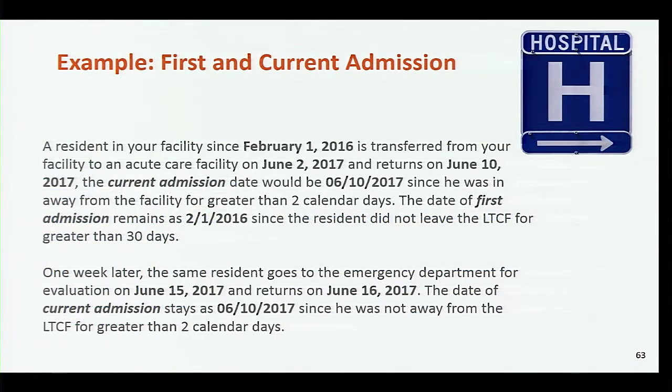Let's do an example. A resident in your facility since February the 1st, 2016, is transferred from your facility to an acute care facility on June 2nd, 2017, and returns on June 10th, 2017. The current admission date would be June 10th, 2017, since he was away from your facility for greater than 2 calendar days. The date of first admission does remain the same as February 1st, 2016, since that resident did not leave the long-term care facility for greater than 30 consecutive days.